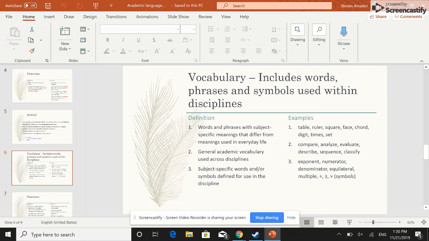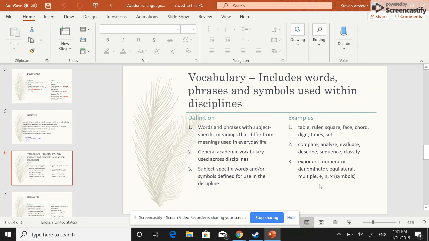Next would be vocabulary, and this comes in three forms. What I like to think about is one of the articles that we read for Dr. Matas, where it was type 1, type 2, and type 3. Number 2 would be type 1, general words, and number 3 would be type 3, words that are super specific to the math classroom. For example, exponent, numerator, denominator, equilateral, and it also includes symbols.